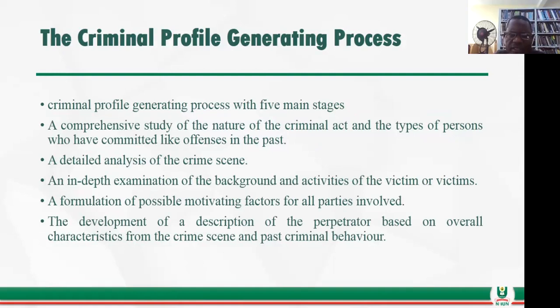A criminal profile generating process has 5 main stages. Stage 1, a comprehensive study of the nature of the criminal act and the types of persons who have committed like offenses in the past. Stage 2, a detailed analysis of the crime scene. And stage 3 includes an in-depth examination of the background and the activities of the victim or victims in general.